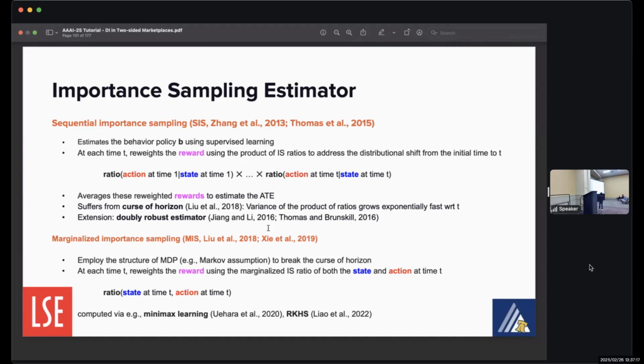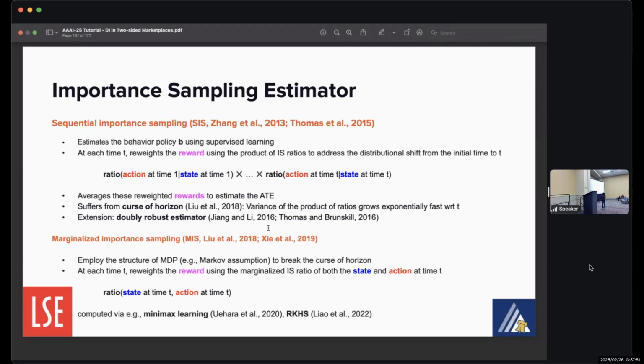And once you have those importance sampling ratios, you average these reweighted rewards to estimate the average treatment effect. But the limitation of the sequential importance sampling estimator is that it suffers from the curse of horizon, which means that if you calculate the variance of this sequential importance sampling ratio, the variance of the product of these ratios, it will grow exponentially with respect to capital T.